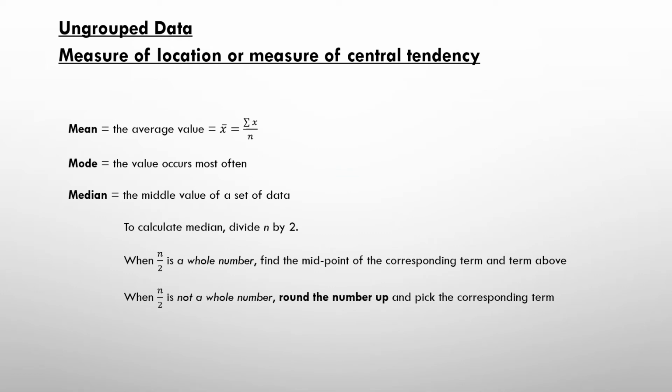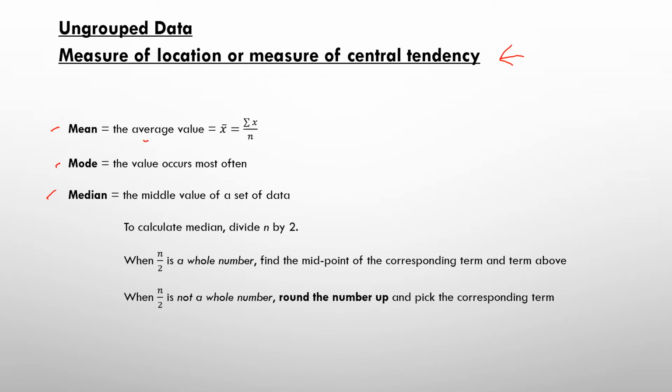We have grouped data and ungrouped data. First, we'll look at ungrouped data. Measure of location, or measure of central tendency. This is a term that is always used in exam questions, and we always ignore it because we think the term is not important, but actually it is very important. You have to remember it. Measure of location or measure of central tendency means mean, mode, and median.